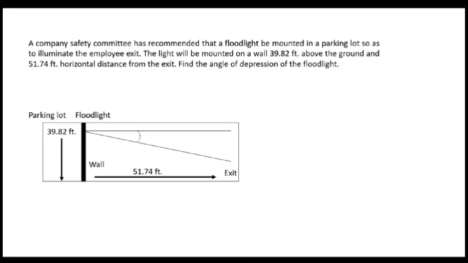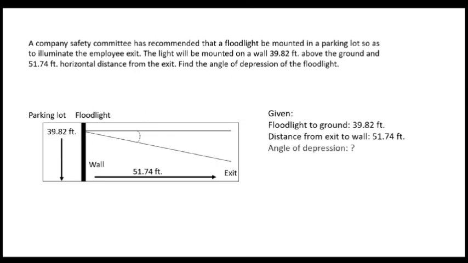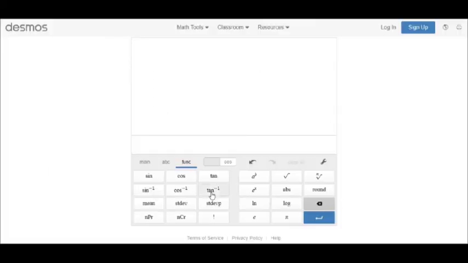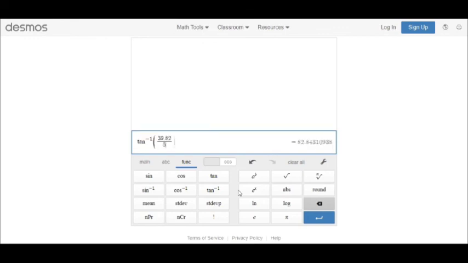Diagram. Then the given. The missing is the angle of depression. The solution is TOA. On the calculator, tangent -1, 39.82 divided by 51.74. Then the answer is 37.58 degrees.